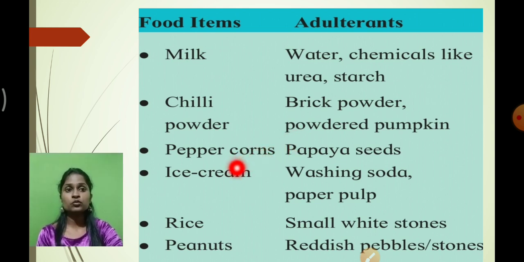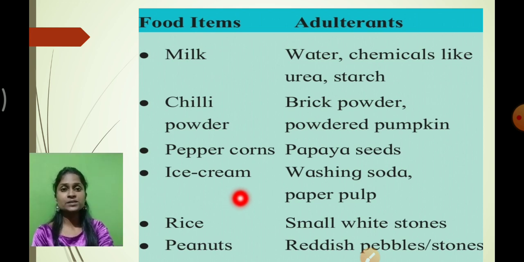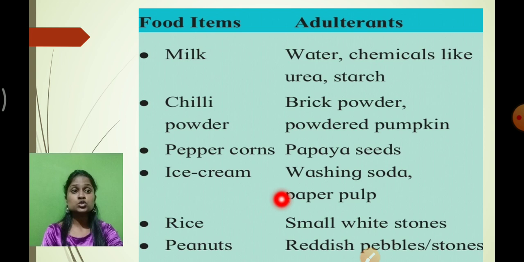Suppose you want to buy peppercorn, in peppercorn they add papaya seeds. Suppose you want to eat ice cream, in ice cream they add washing soda and pepper pulp as a chemical just to increase the product. You must have seen at home also, we bring rice and wheat cereal etc. In that you must have seen most of the time stones have been added in larger quantity. Even in peanuts, pebbles and stones are added. So when you buy anything, the weight of the stone becomes very high.